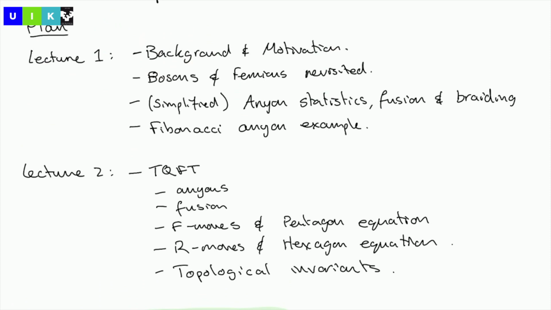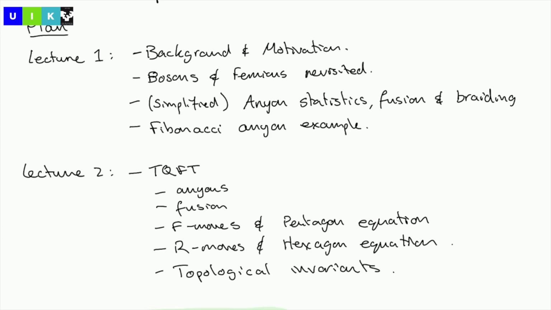So a plan for the two lectures is as follows. I'm going to start with a bit of background and motivation for this, which has been made easier for me by this morning's talks, which gave a nice overview of topological phases. But I'll talk about how these intrinsic topological phases fit in. And then I'm going to revisit bosons and fermions, which we're all happy with, and then talk about how this is not the only option in condensed matter physics, but we can end up with these anionic excitations as well.